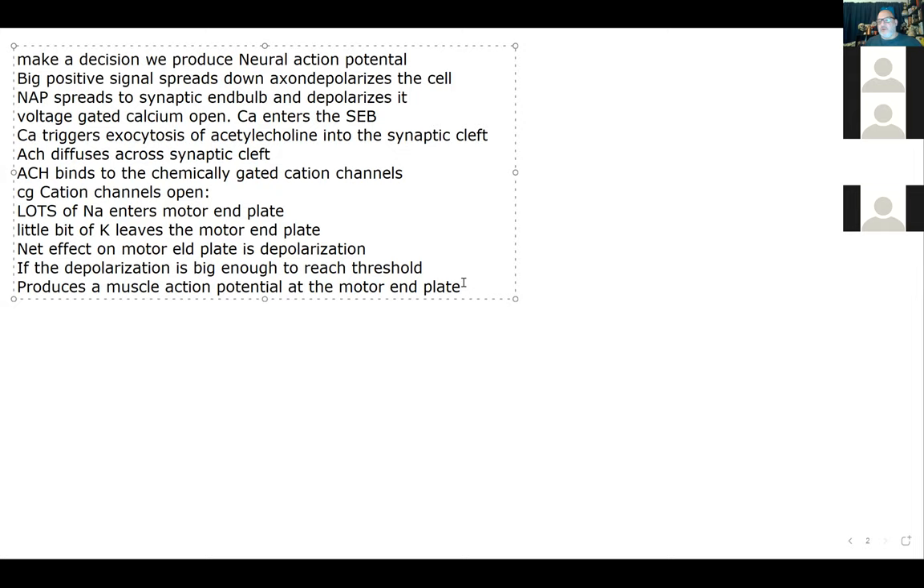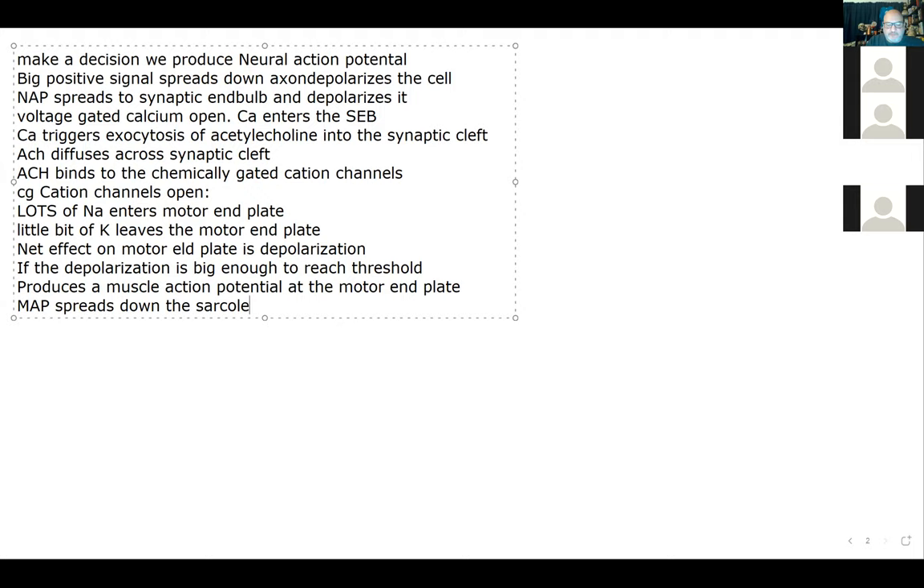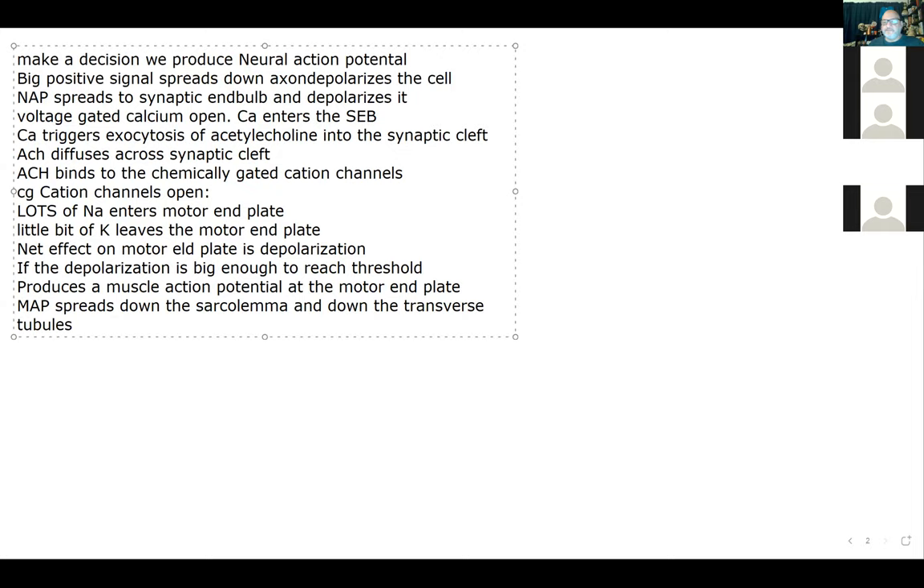Absolutely. And of course, that muscle action potential doesn't stay there. Absolutely, Sarah, the muscle action potential spreads down the sarcolemma. And not only does it spread down the sarcolemma, but also spreads down T or transverse tubules. Excellent. Why is that significant that the muscle action potential spreads down the transverse tubules? To depolarize the triad.